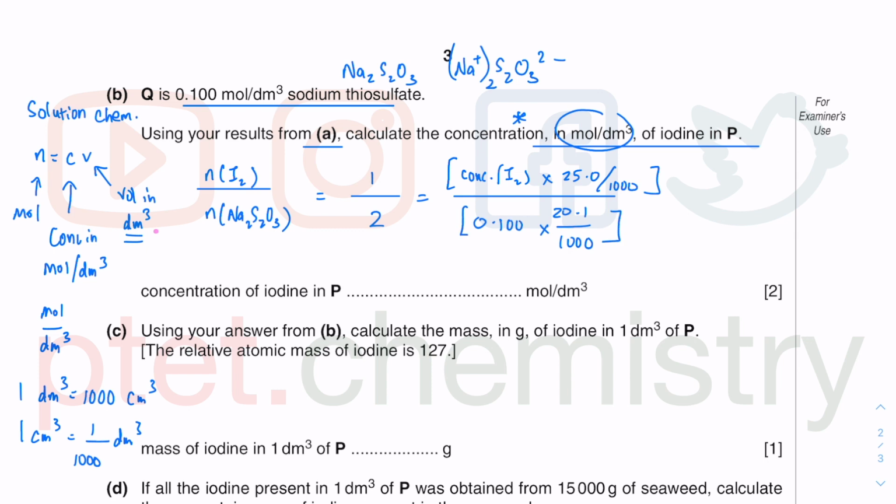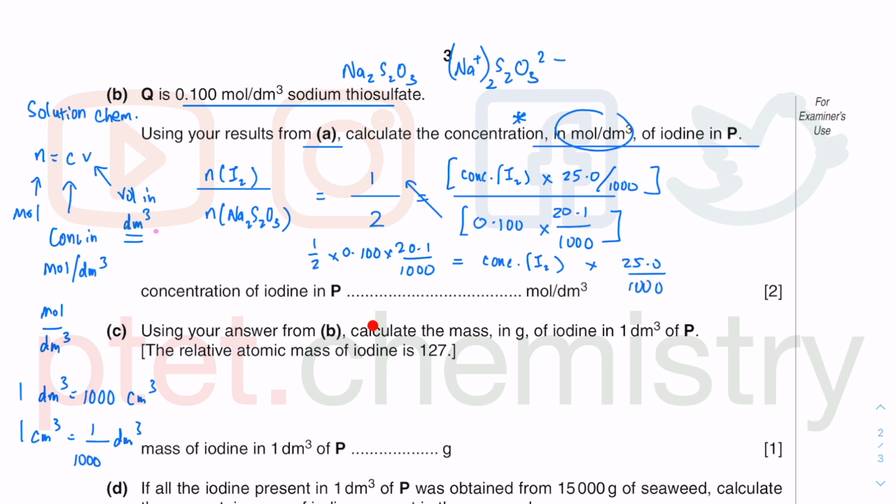Having done all that, I'm just going to move this up here. As I'm moving this up, I don't move the 2 up there because I want this as my subject. Keep this on the right-hand side. So you will see the concentration of iodine multiplied by 25.0 over 1000 equals a half times 0.100 times 20.1 over 1000. So having done that, you will see the concentration of iodine times that.